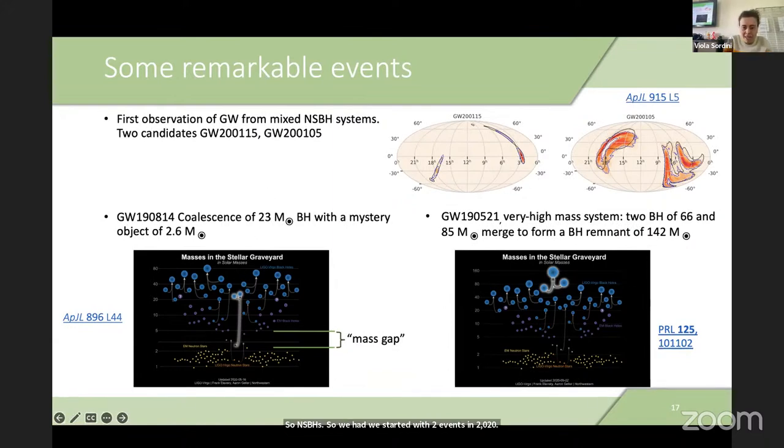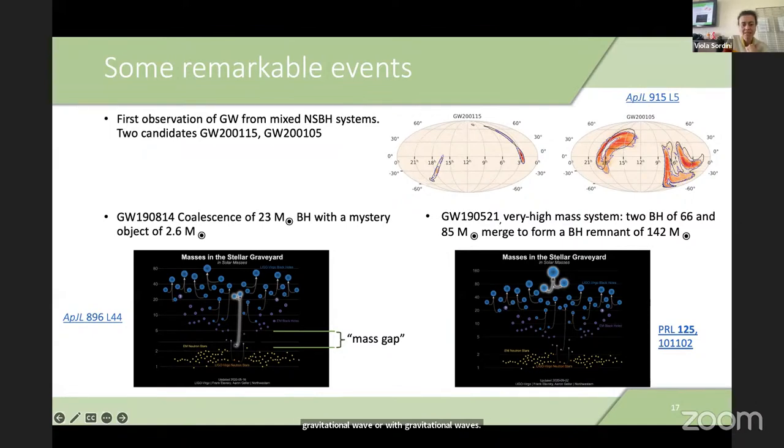Then I have a couple of events I want to discuss in particular that also had specific publications. So let's look at this kind of plot, the masses in the stellar graveyard. The y-axis is the mass and the x-axis has no meaning. It's just to have some room for plotting our events. The green and yellow points are neutron stars seen by electromagnetic means. The orange points are the neutron stars we see with LIGO and Virgo. And similarly for the purple and blue points, these are black holes seen electromagnetically or with gravitational waves.